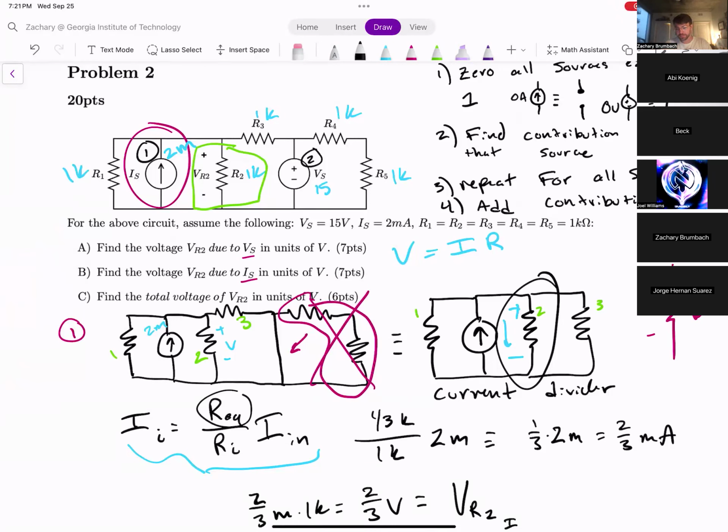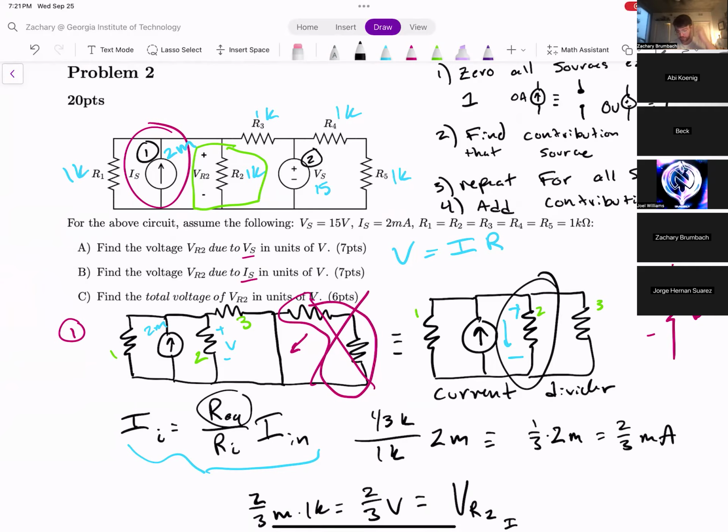So the fact that it's asking for all these different contributions is the giveaway that it is superposition. Likewise, if it's asking for voltages at nodes, that's node analysis. If it's asking for currents through a specific thing, it's usually mesh analysis.